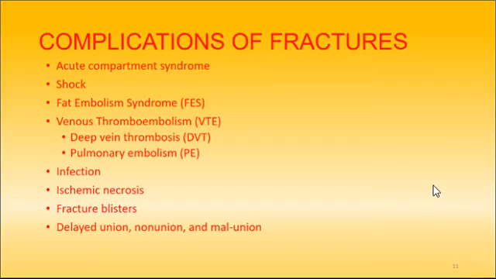Complications of fractures. There's multiple complications. Your text does have a list here. The acute compartment syndrome, different kinds of shock, fat embolism syndrome, venous thromboembolism that can go to multiple places, infection, ischemic necrosis, fracture blisters, delayed union, non-union, malunion. I think your text is a little different. It's the same things, they just listed it in a different format.